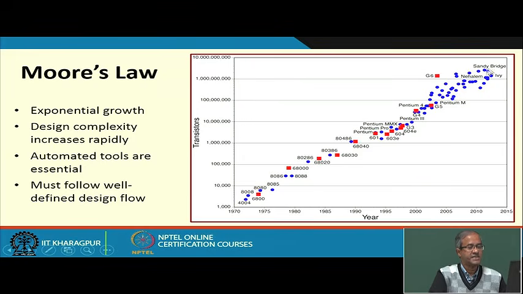Because of this exponential growth, one thing you can easily see is that design complexity is also increasing exponentially, which means automated computer aided design tools are essential. It is not an optional thing anymore. You do not have any choice, you will have to use such tools, and of course, you will have to follow some well defined design flow in order to control and manage the complexity of the designs.